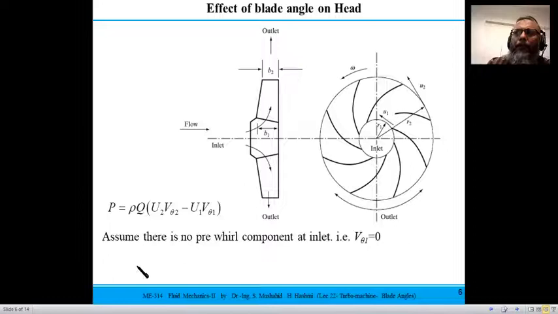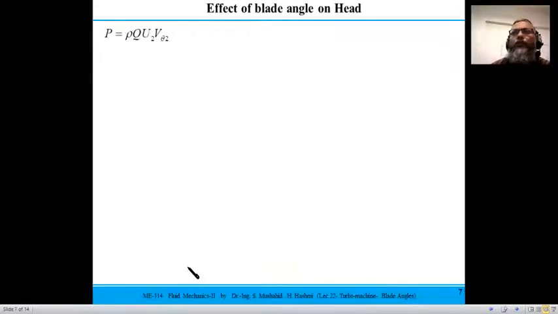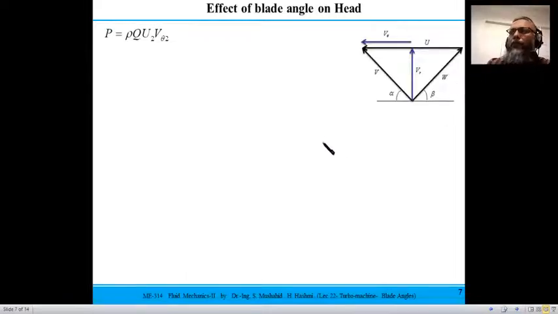So for simplicity we take the assumption of no whirl component, zero. So if V theta 1 is taken as 0, our Euler equation of turbomachine takes a simplified form that only depends on the tangential velocity component at the exit. So if we substitute some of the geometric factors, let's say V is the absolute velocity and alpha is the angle the fluid velocity makes with the tangent, and W is the relative velocity, and that velocity is divided into a radial component and a tangential component.